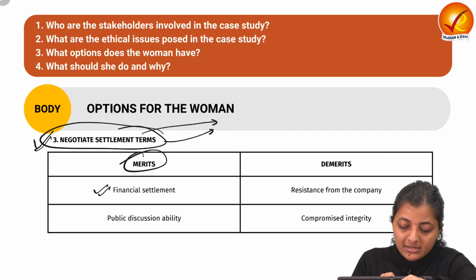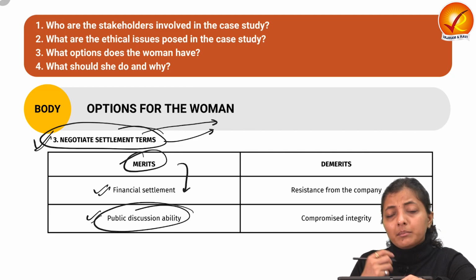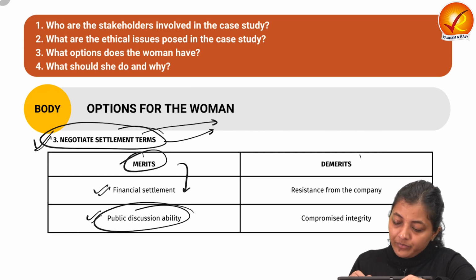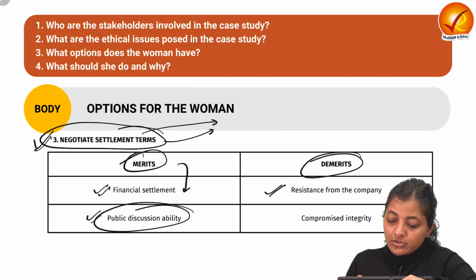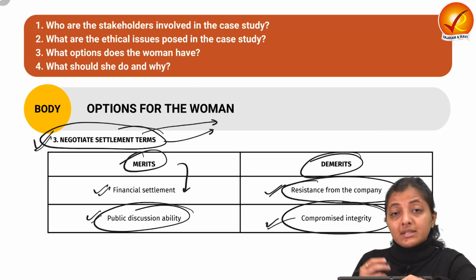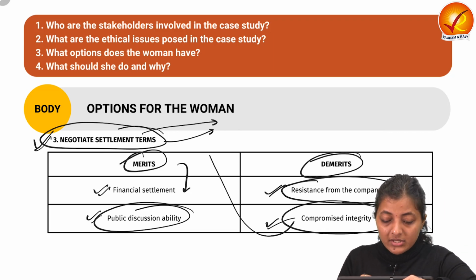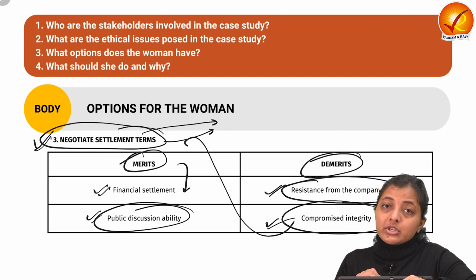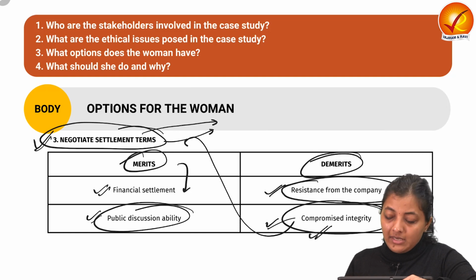So what would be the merits? The financial settlement she would get for whatever harm has happened, and the public discussion ability, maybe she can discuss it in public. Then the demerits: maybe this negotiation is not acceptable from the company side, and also it is compromising the integrity of the woman, because the sexual harassment has happened, and if she is renegotiating the settlement terms, it means it is compromising the integrity of that woman.